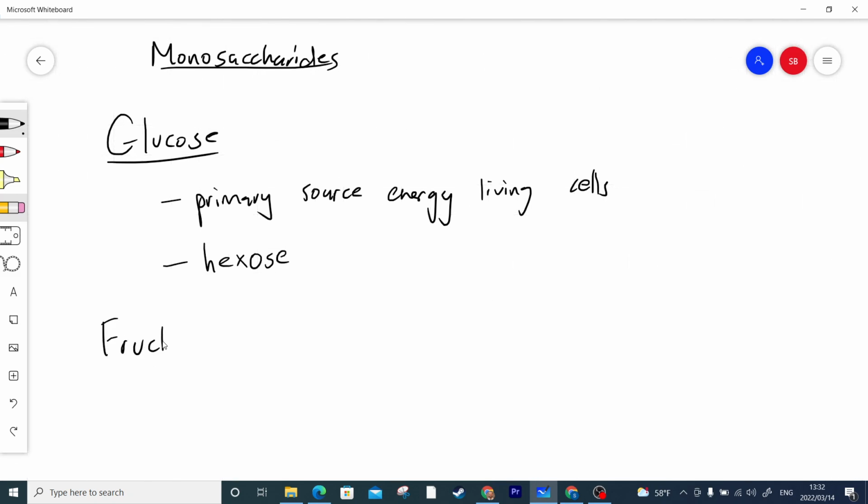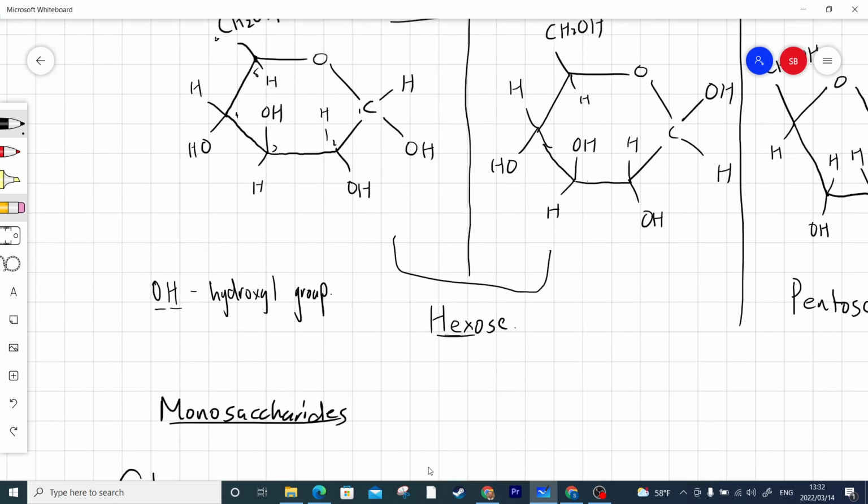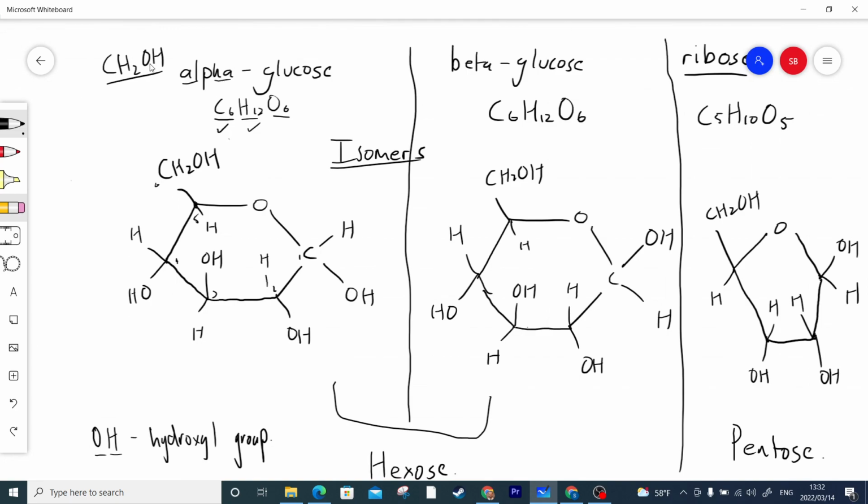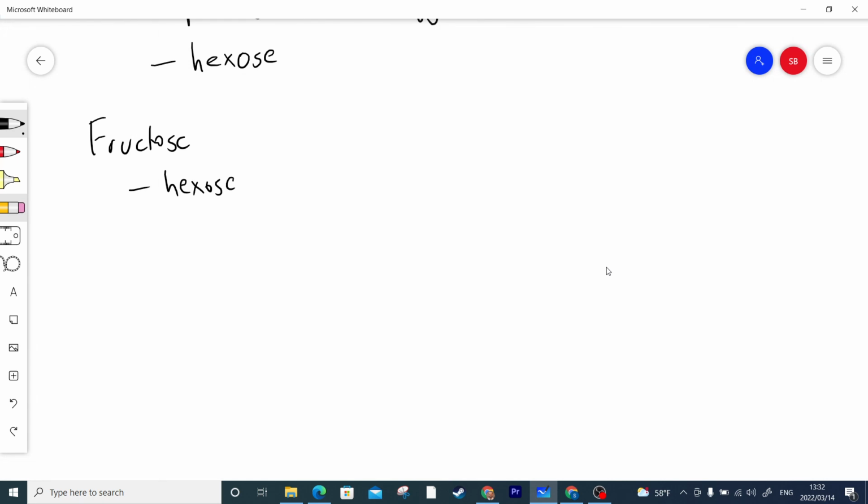Let's go and look at fructose. So we've got fructose again under the category of monosaccharides. It's also a hexose sugar. You don't need to go and learn the diagram of fructose. Again, just glucose, the alpha and beta versions, and ribose. Fructose, the only thing you need to know is it's a monosaccharide. It's the sweetest sugar. It tastes a bit like honey. So sweetest sugar, tastes like honey, and that's about it for fructose.